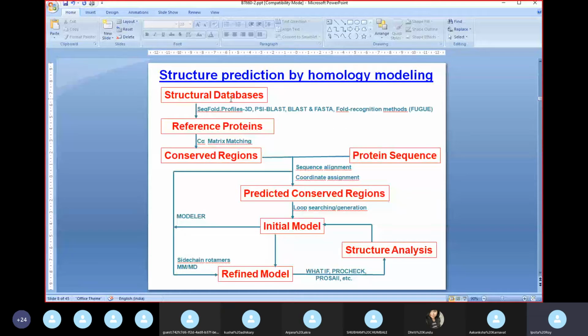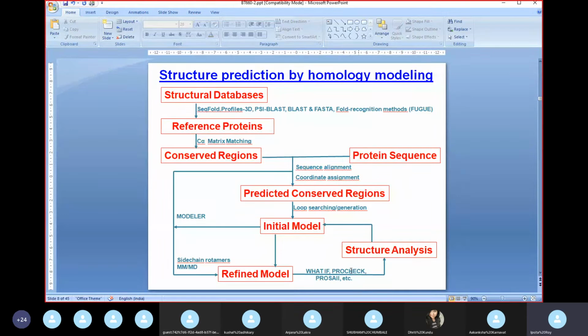There are structural databases where you carry out alignment. Then from there, you find the reference proteins or the template. From there, you try to determine the conserved regions we talked of. This you match with the protein sequence and carry out alignment again. From this, you can predict the conserved regions in your template sequence, which leads you to generate the initial model. And then from this, you carry out refinement.